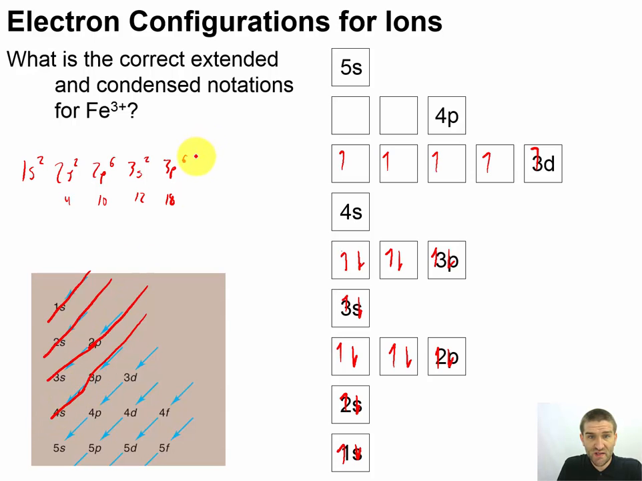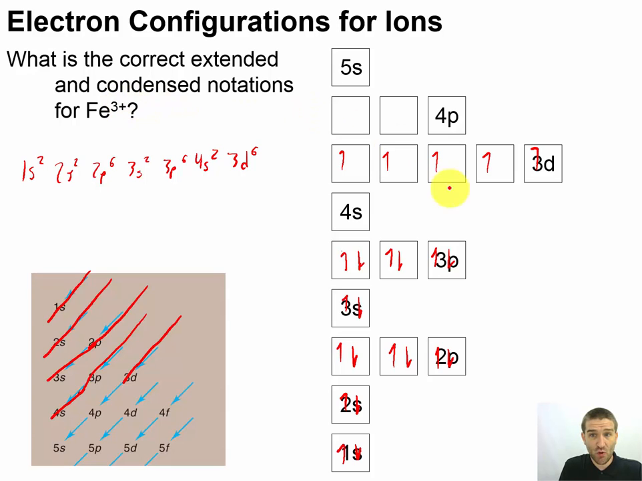Now I'm going to do my 4s, which can hold 2 electrons. I'm now at 20 electrons. To get to 26, I have 6 more to place. They're going to go into a 3d orbital, which can hold up to 10. I only have 6 remaining, so I've filled up my entire atom with my 26 electrons for my neutral iron atom. Now that I have a neutral iron atom, I'm ready to make it into the 3+.